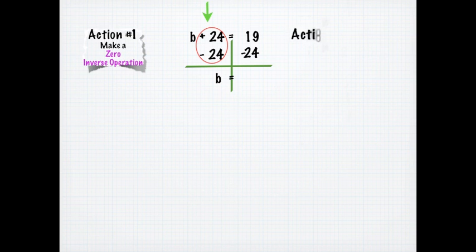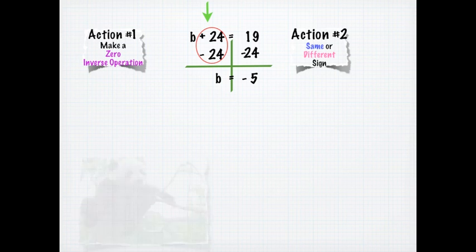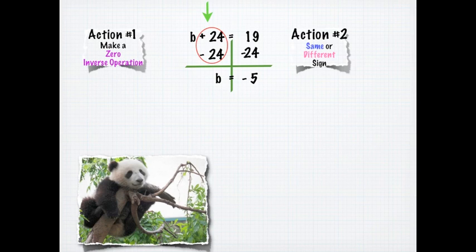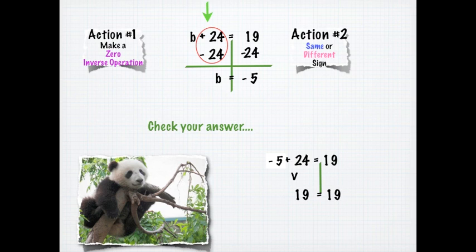Last, I do the second action item. I see different signs, so I simplify using the different sign rule. A positive 19 and a negative 24 equals a negative 5, so b equals negative 5. Now, there's a not-so-secret secret that I hope you know about equations. You can always get 100% on equation problems by checking your answer. So let's do it. I write the original equation and replace the variable with the solution I found. I use order of operations to see if each side equals each other. If so, the equation is balanced and I know it's the right answer.